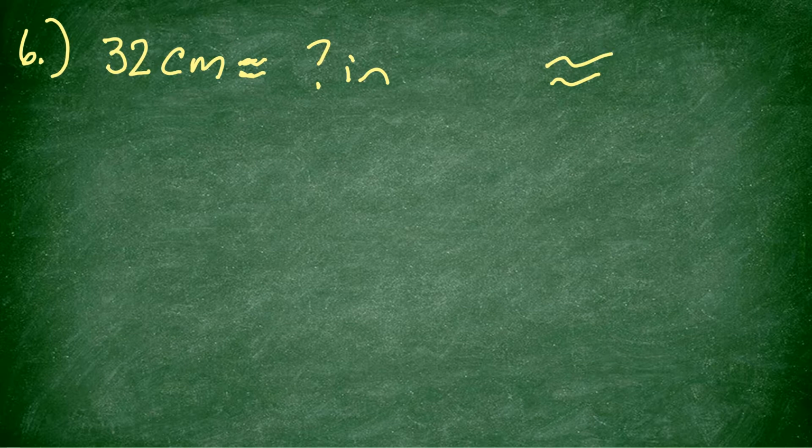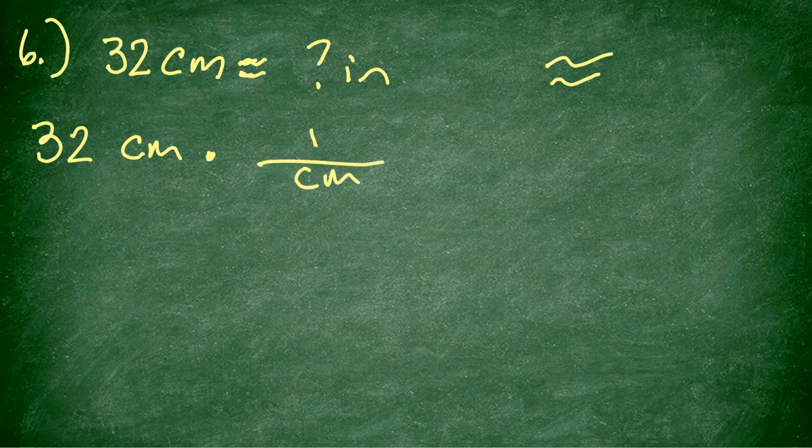Alright, so 32 centimeters. Remember, guys, I'm going to multiply by centimeters on the bottom. That means inches have to be on top. So 1 inch is 2.5 centimeters. So I end up with 12.8 inches. Right? And that's it for 6.